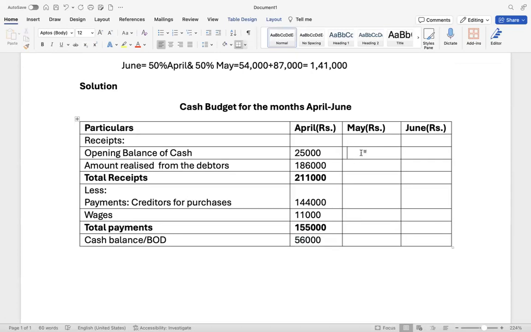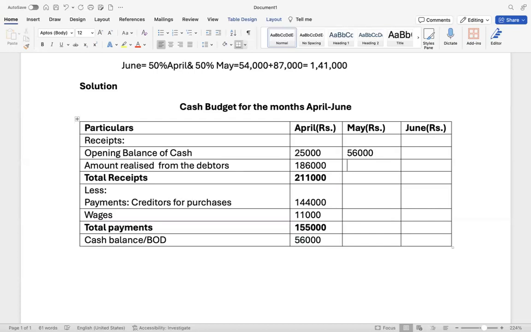Opening balance of cash. Is it given in the problem? No, it is not given in the problem. So where do we get it from? Whatever is closing in the last month, in the month of April, will become the opening balance of the month of May. So this is the opening balance. Then let's continue to do the same thing.